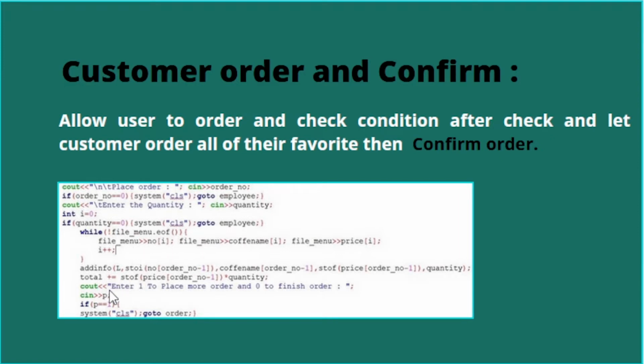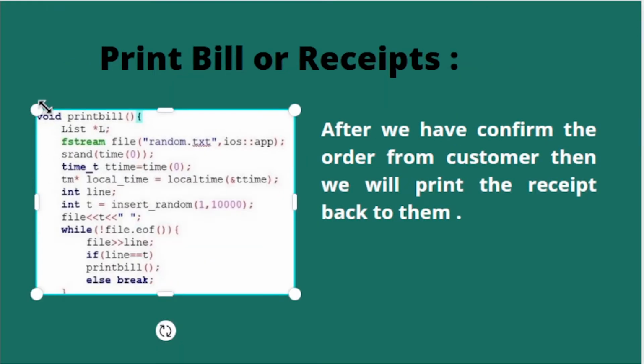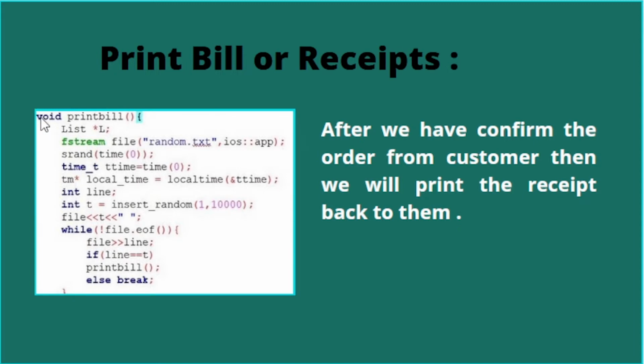After ordering, I also ask the customer if they want any other product. But if they don't want any, they can enter 0 to finish the order. When they enter 0 to finish the order, I will calculate the price for them by using this total function. When they confirm that it is all they need, I will print the bill for them. And this is the function used for printing the bill. I use the unreturn type function.